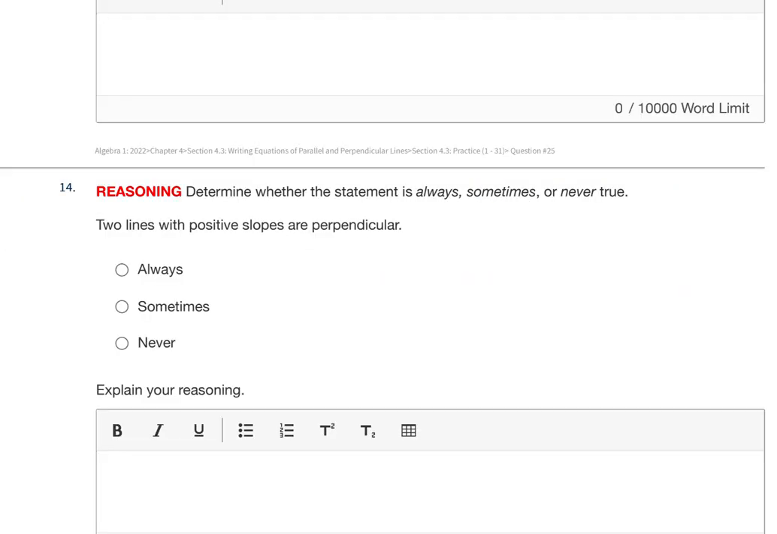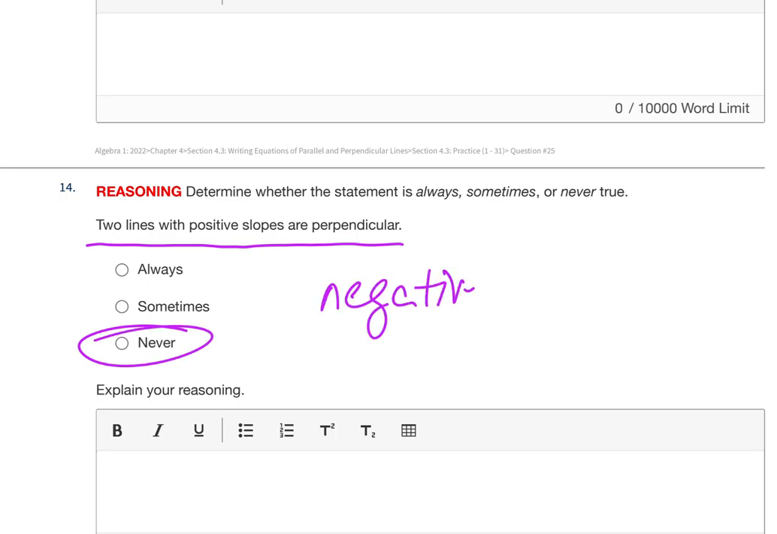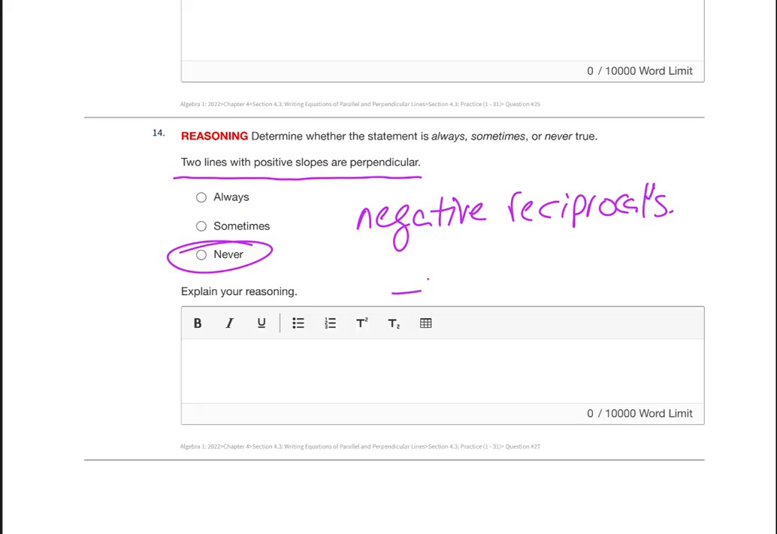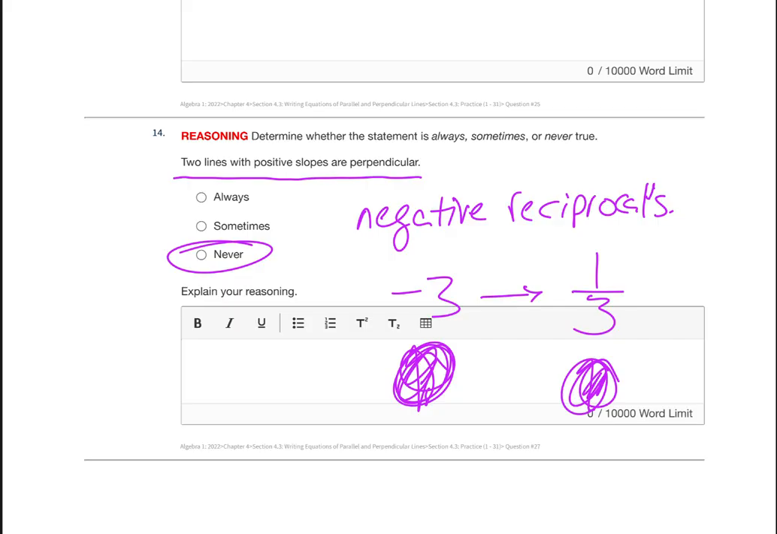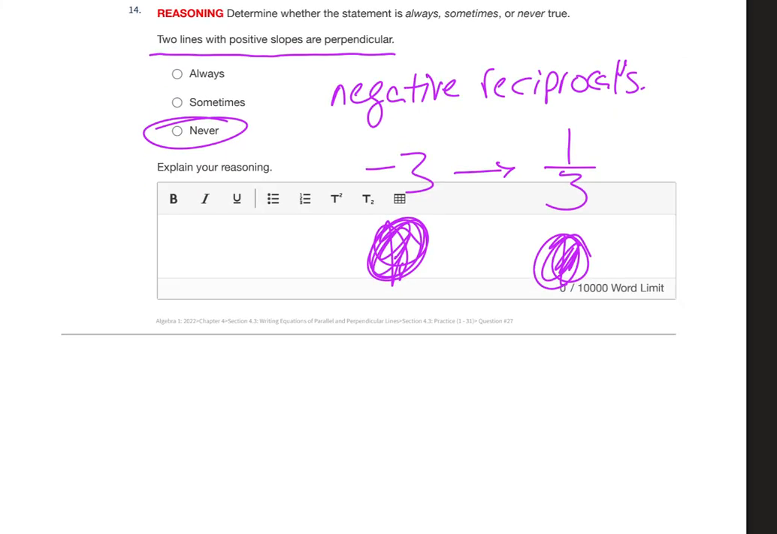Determine whether the statement is always, sometimes, or never true. Two lines with positive slopes are perpendicular. I mean, that's never true. Why not? Because they need to be negative reciprocals, which just, if one slope is 3, the other one has to be negative 1/3. I mean, this one's positive, this one's negative, this one's positive. So they can never have the same sign of slope.